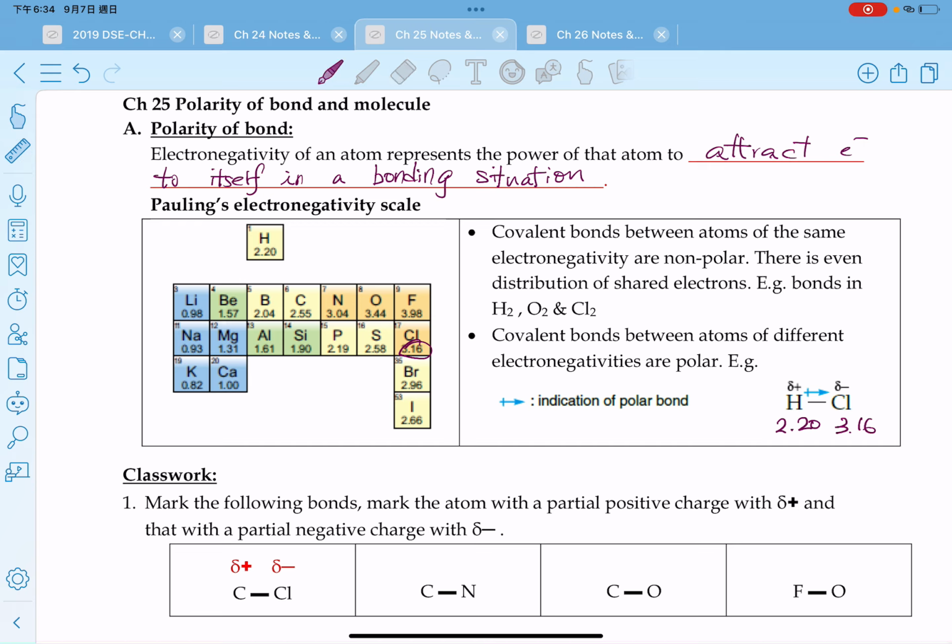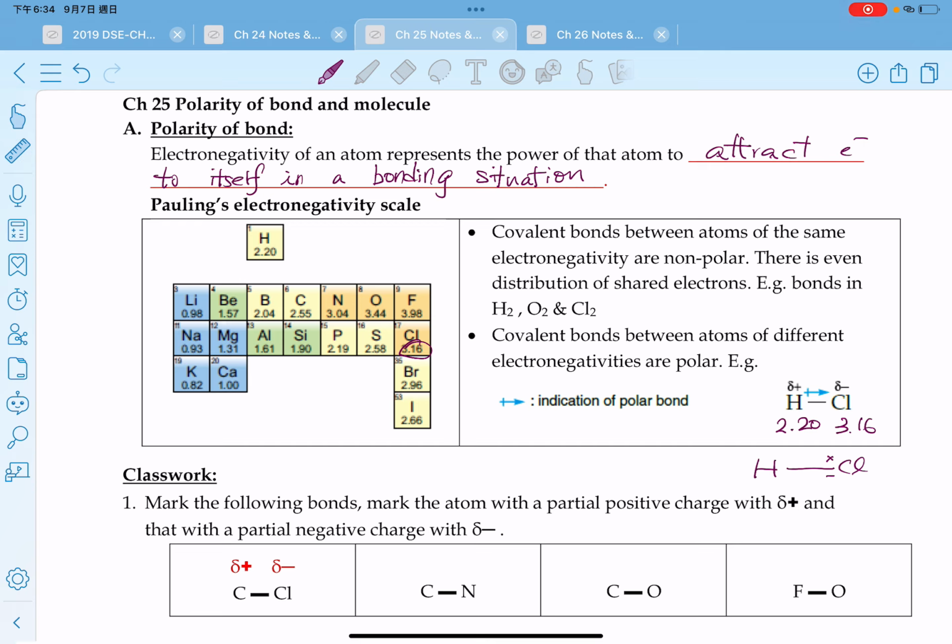As a result, originally hydrogen and chlorine share their electrons so that they form a covalent bond. They should share the electron placing in the middle. However, chlorine has a higher electronegativity, hence the electrons are more likely to go to the chlorine atom.